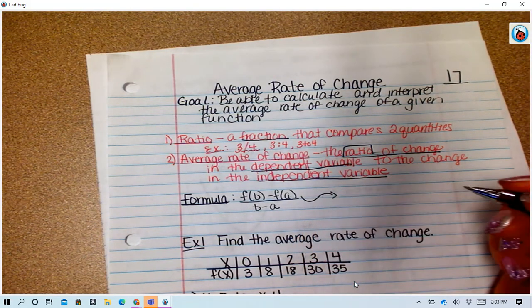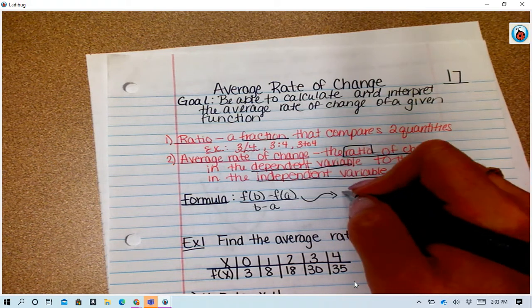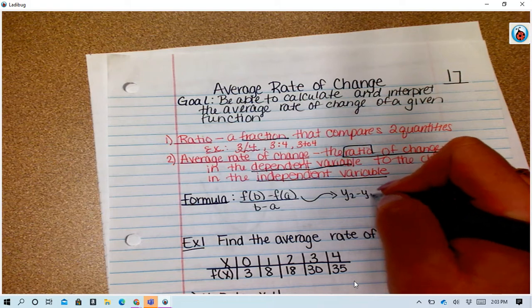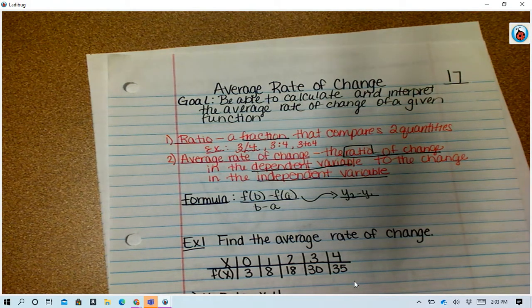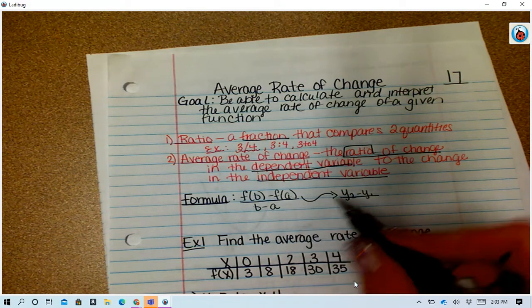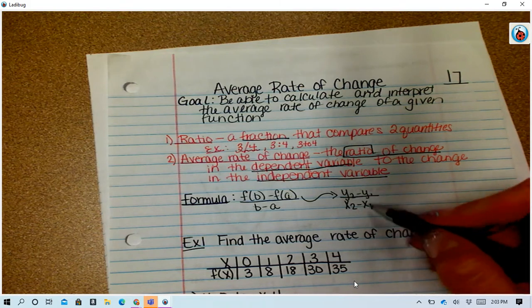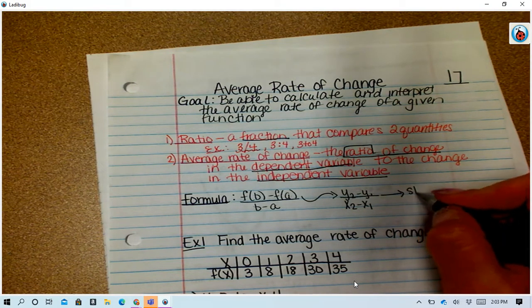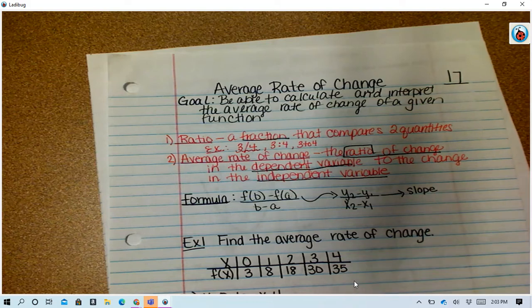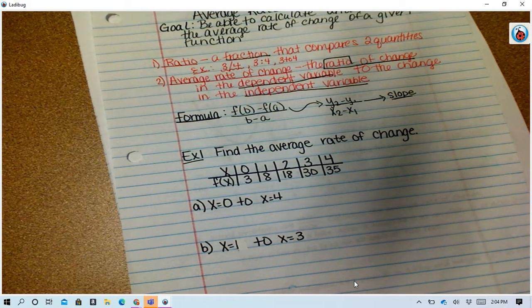How we're going to remember it is functions, or the dependent variables, are your y values. So we're going to write that as y2 minus y1. That means that b and a are your independent variables. So it would be x2 minus x1. And where have we seen that before? That is just your slope formula. So really what we're doing is we're finding the slope of a given section of a curve. And you can see that down here in example number 1.